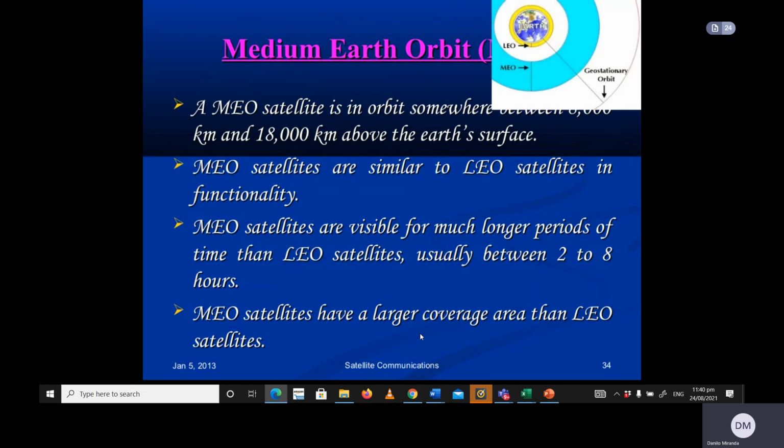The MEO is a medium Earth orbit, somewhere around 18,000 kilometers above the surface of the Earth. MEO satellites are similar to LEO in their functions. MEO satellites are visible for 2 to 8 hours. MEO satellites have a larger coverage area, but of course, your coverage is large.